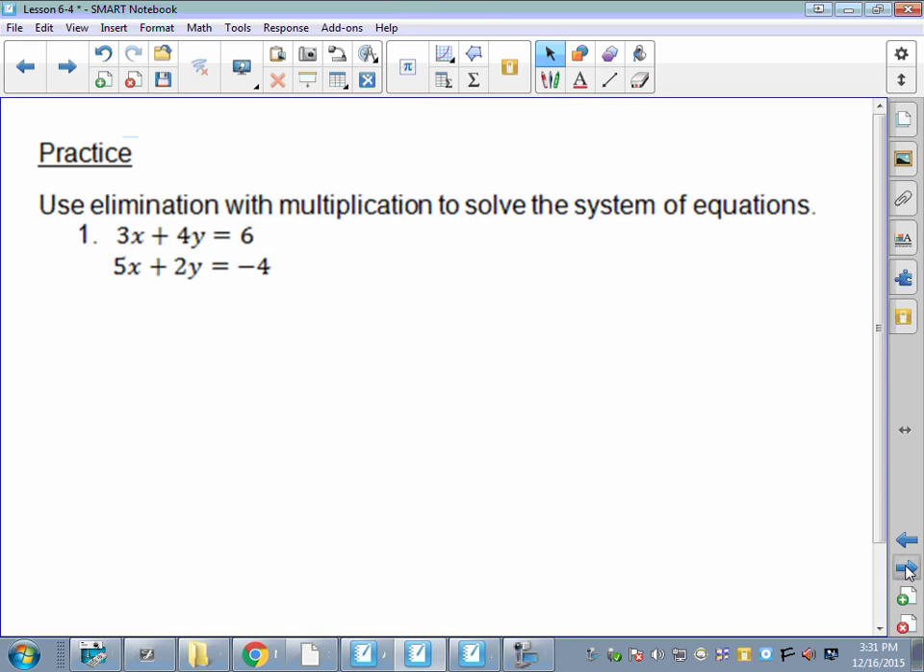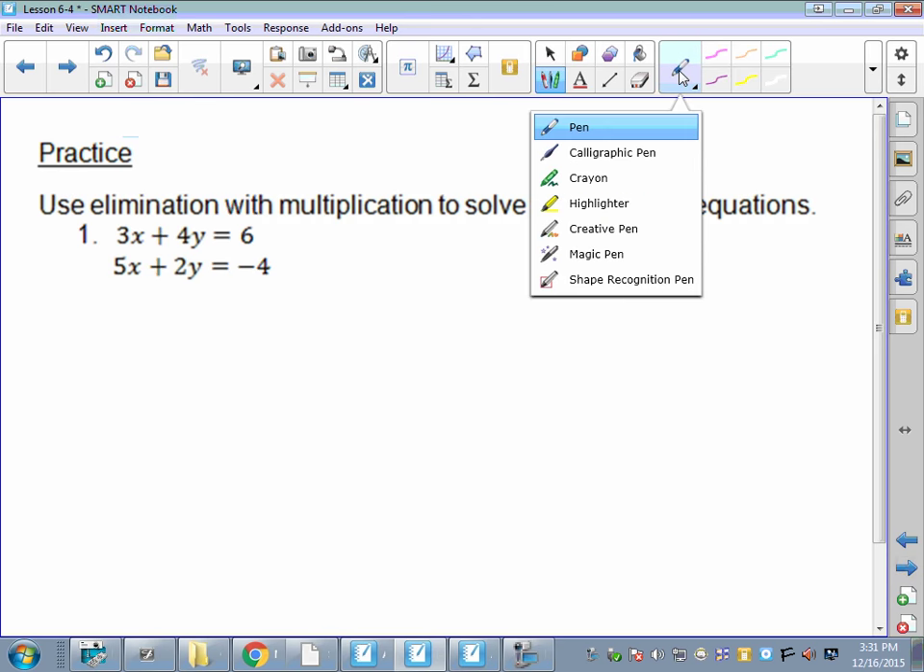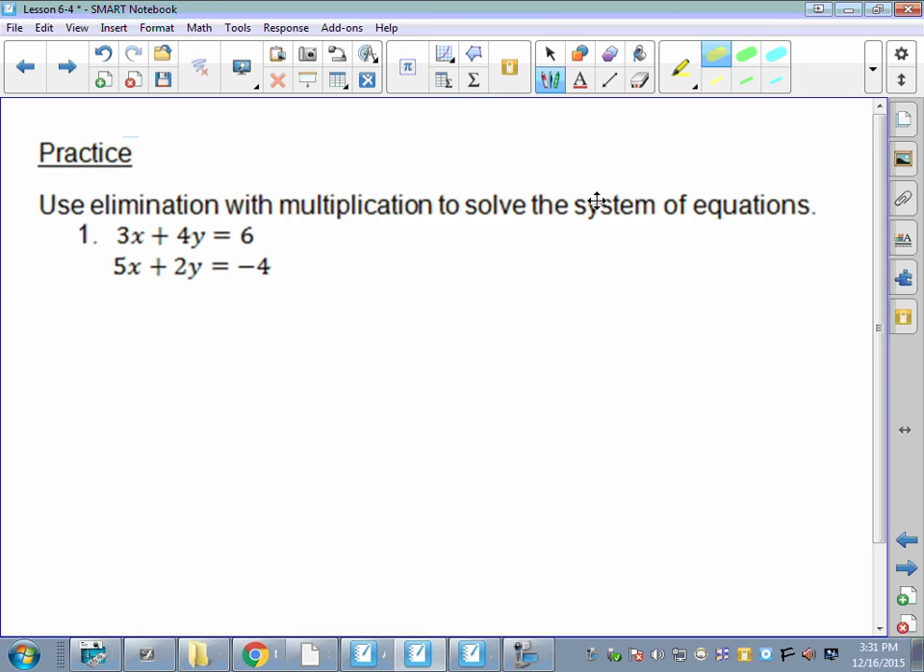The directions say use elimination with multiplication to solve the system of equations. At some point, we're going to just say solve the system. Use whatever method makes more sense to you. When I look at these two equations, the coefficients of my x's are 3 and 5. The coefficients of my y's are 2 and 4. I don't even look at the constants. I don't care about that 6 and -4 quite yet.